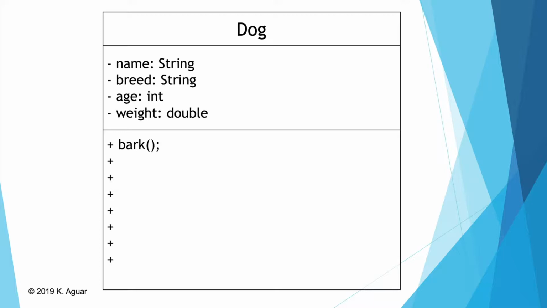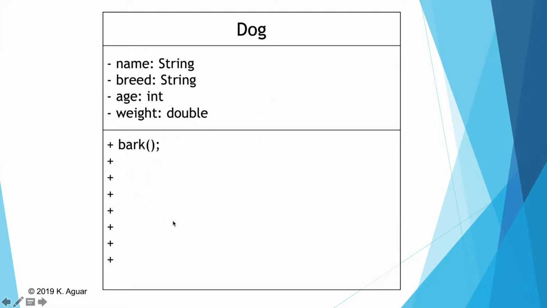Remember, a class is like a template. So we want to list things up top that all dogs have in common. In my example, I've said that all dogs will have a name, breed, age, and weight. You can see their data types I've provided here.